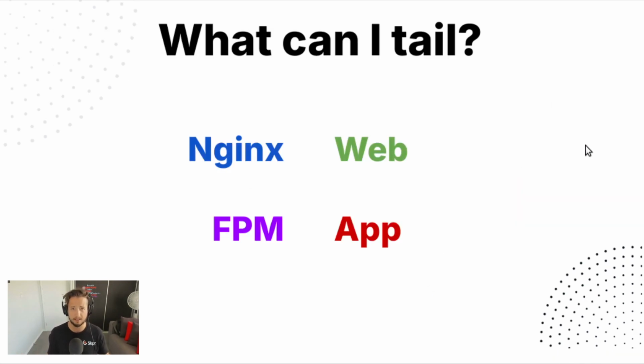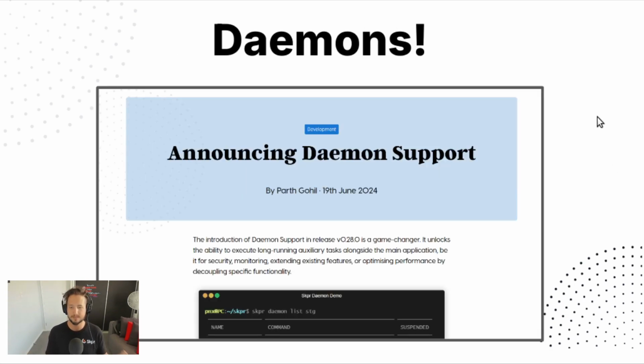So what can I tail? You can stream every log in our application stack. If you've deployed Drupal, then you can stream Nginx and FPM logs. If you've deployed Node or Go applications, you can stream web and app logs. But not only that, you can also stream daemons. Daemons are a feature that we recently shipped in 0.28.